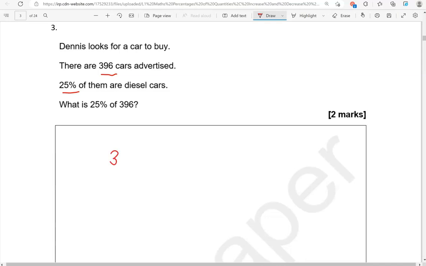So 396 divided by 4. How many 4s fit into 39? That is 9. 4 times 9 is 36. So we have 3 remaining. How many 4s into 36? That is 9. So the answer is 99.